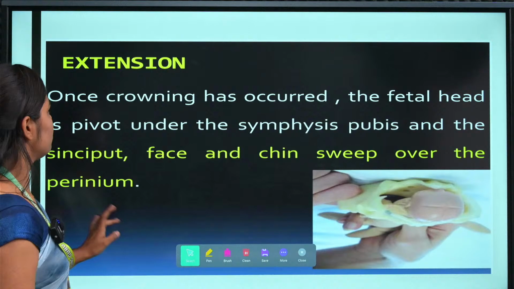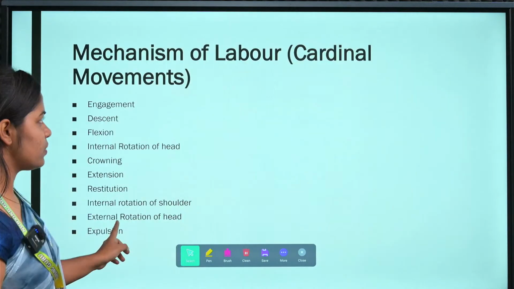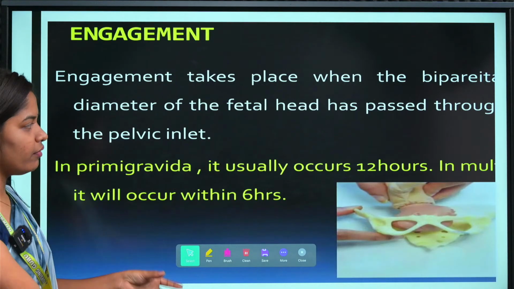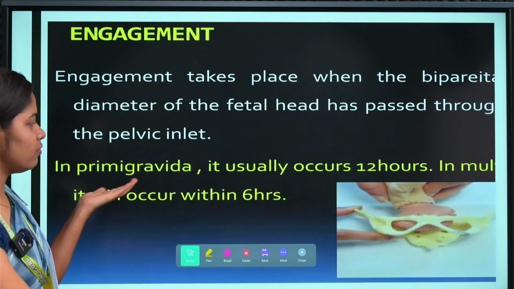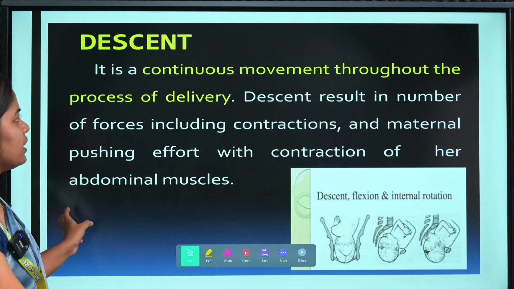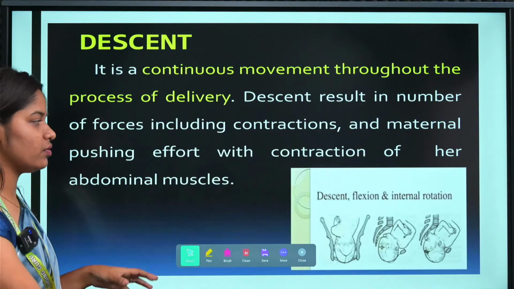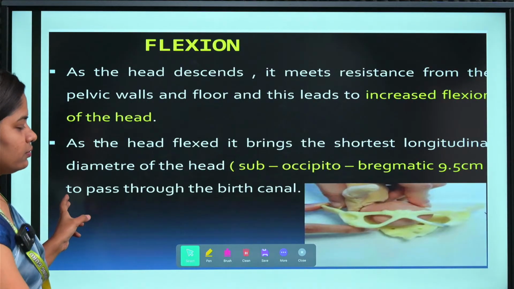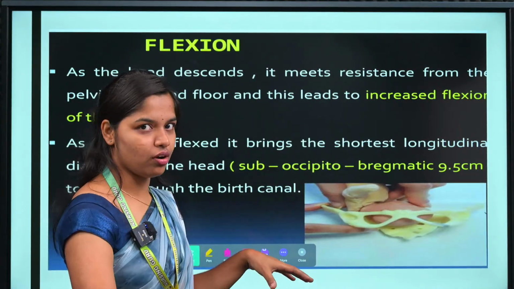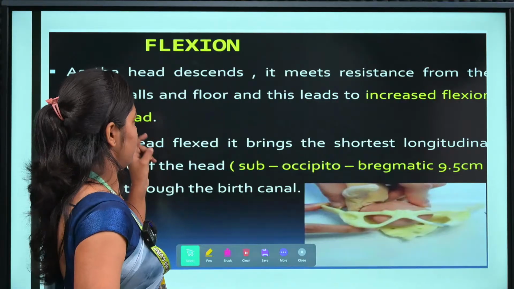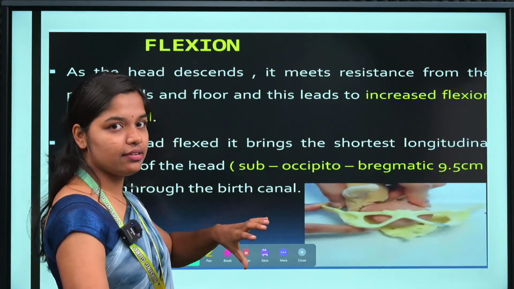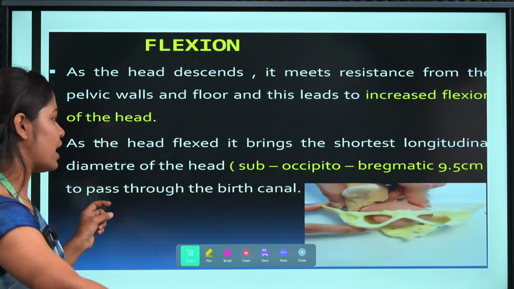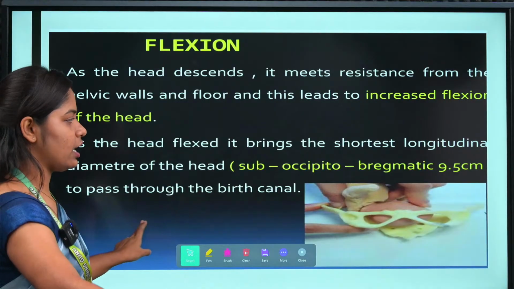First one is engagement. Here in the engagement, the head will be fixed in the pelvic brim. It will occur usually in the primigravida 12 hours, in the multigravida 6 hours. Descent is a continuous process, the descent occurs throughout the labor. In the flexion, once the descent occurs, after that there will be increased flexion of the head towards the body, and the suboccipito-bregmatic diameter will pass through the birth canal.